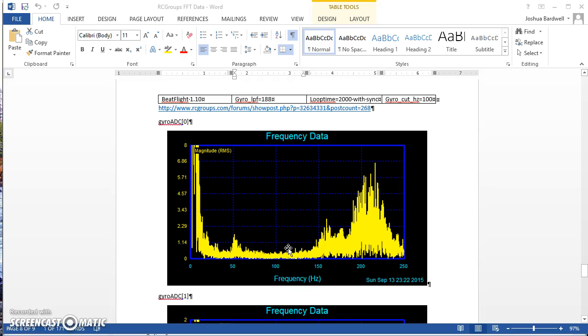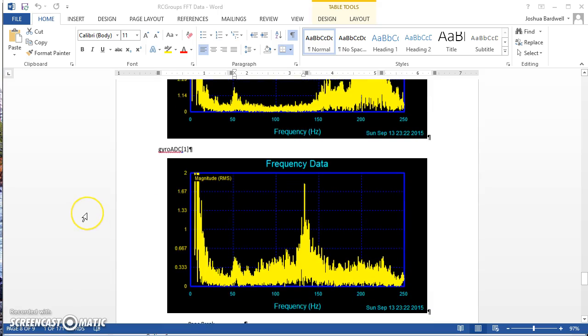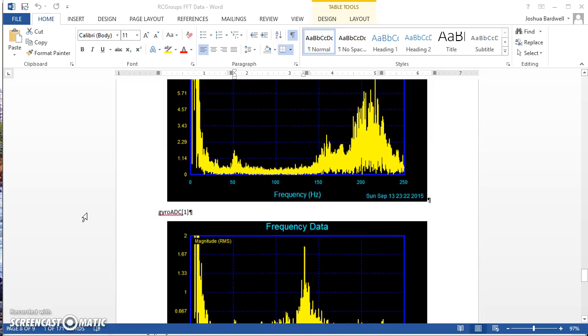If you can't run loop time 1000 for whatever reason, go ahead and run loop time 2000. The best case is no aliasing at all, but the second best case is 2 to 1. That's the least amount of aliasing next to 1 to 1. Those two scenarios are going to do everything that's really possible to get rid of any aliasing related peaks in your spectrum. At that point, if you still have peaks, then you may want to start looking at filtering.